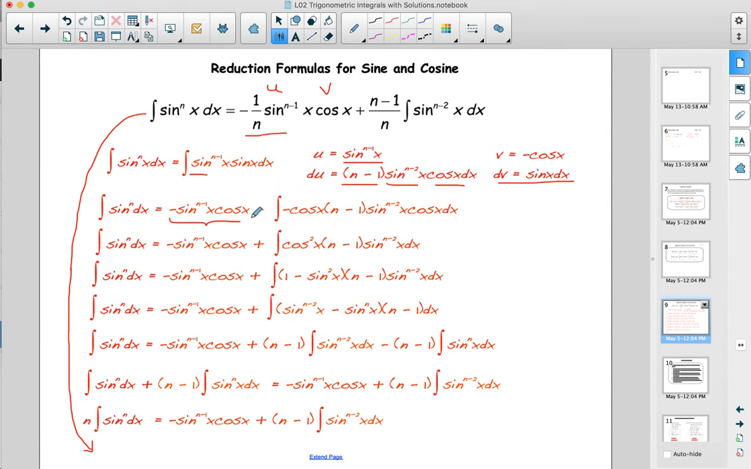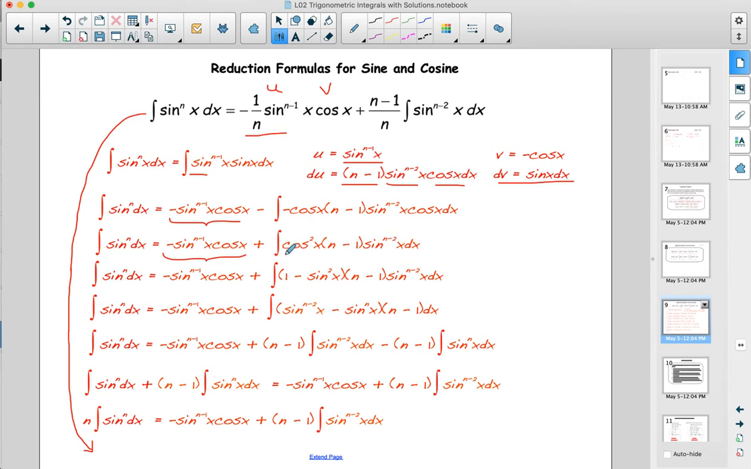And if I'm going to clean this up a bit, a negative times a negative becomes plus. So now we're out to here. We're close to what we need. We've got this little bit so far. But now in here we have cos squared x times n minus 1 times sine to the n minus 2 of x.